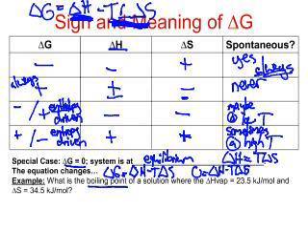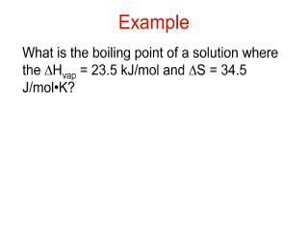So let's consider how we could apply this information. The question I'm asking in this example is, what is the boiling point of a solution where the heat of vaporization is 23.5 kilojoules per mole, and, oh wait, let's go to the next slide, where this is written bigger.